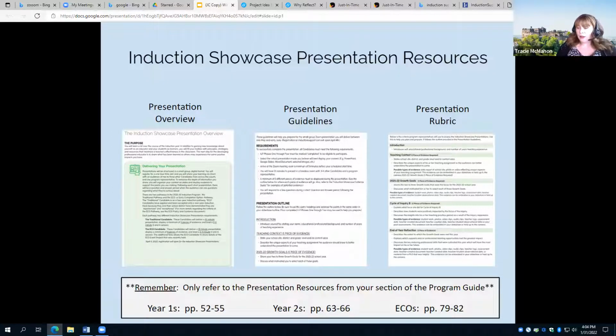So in the program guide, you will find the presentation overview, some guidelines, and the rubric, so you have an idea of what we're looking for. And down here at the bottom, it tells you what page numbers in the program guide you will find these resources.